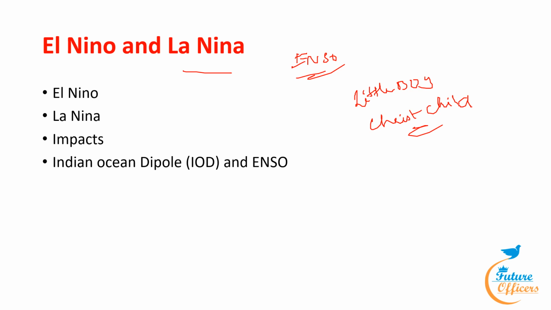Then the La Nina. It means little girl. So La Nina has the opposite effect of El Nino. It is a cold event. During a La Nina event, the trade winds are even stronger than usual, pushing more water towards Asia. On the west coast of the Americas upwelling increases, bringing cold nutrient-rich water to the surface. These cold waters in the Pacific push the jet stream northward.